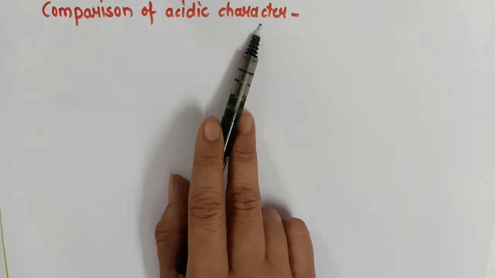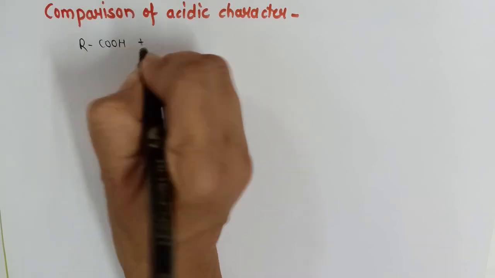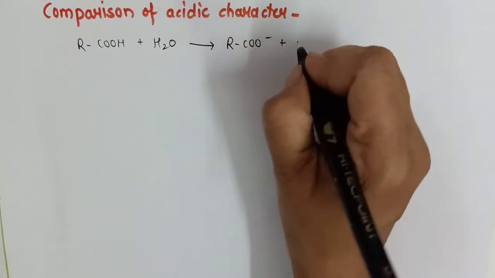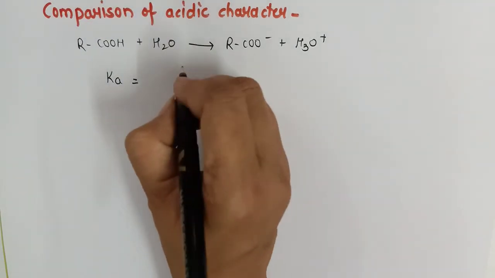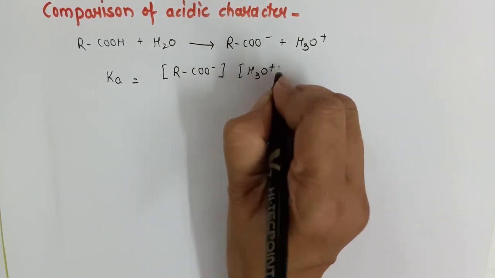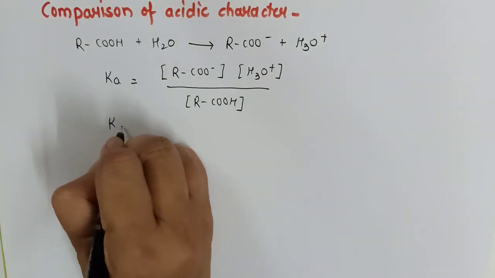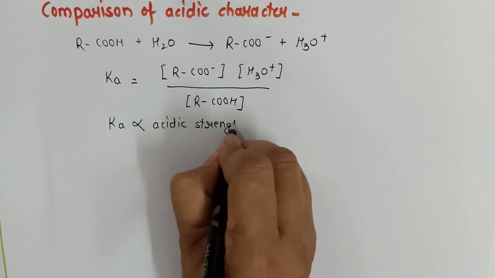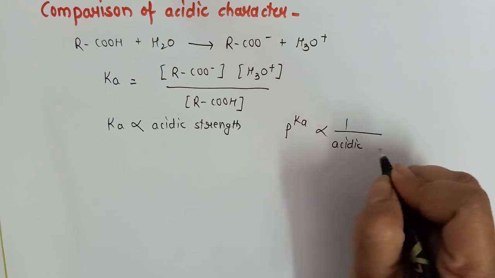So how do we decide how to compare the acidic character? We know carboxylic acids, when they dissociate in water, will form a carboxylate ion along with a hydronium ion. So from this I can calculate Ka. This we already know from our 11th class equilibrium chapter. And we also know that Ka is directly proportional to acidic strength, or I will say pKa is inversely proportional to acidic strength.